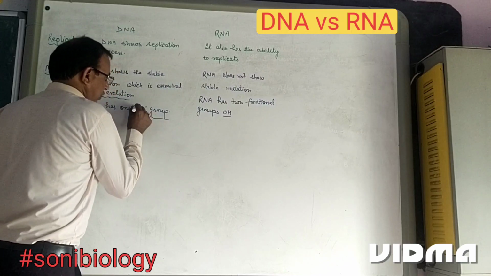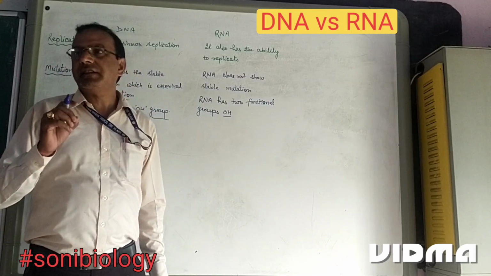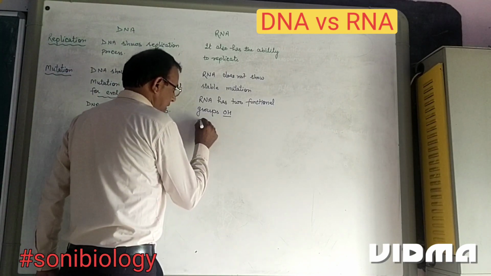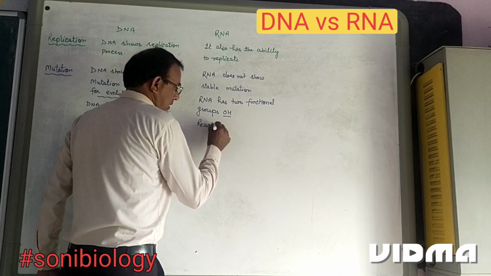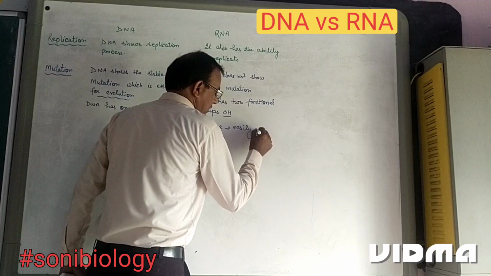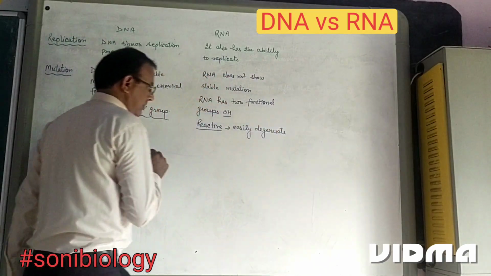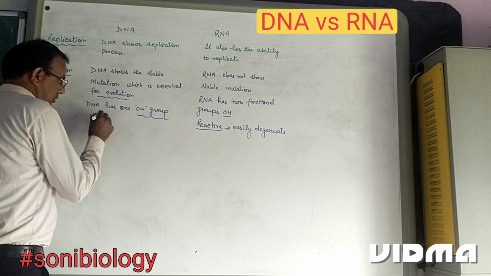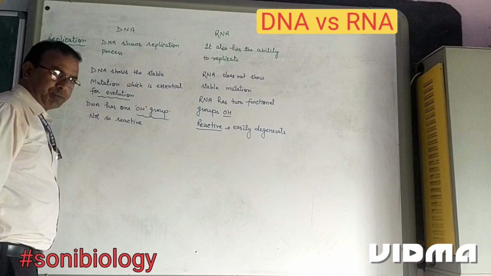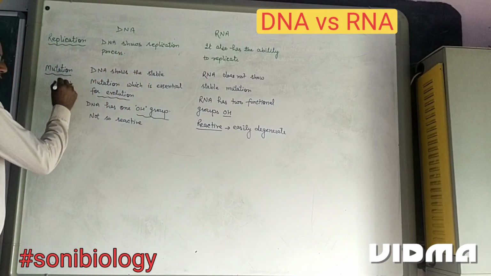The compound with more functional groups is more reactive and easily degenerates. RNA has more functional groups, so it is reactive and easily degenerates. DNA is not so reactive because it has fewer functional groups. This is the major reason for the mutation.